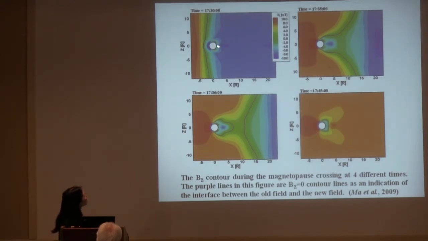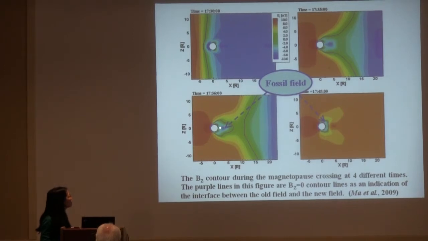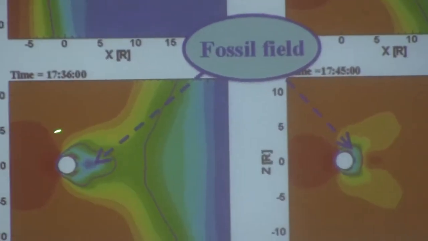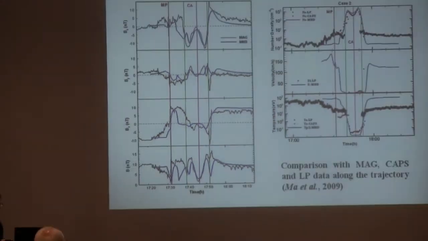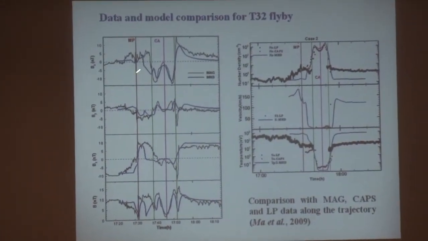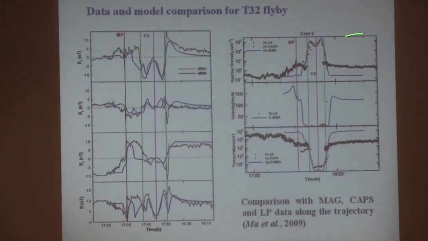As this interface approaches Titan, it will be distorted and wrap around Titan, and eventually this interface will break. And inside this interface, you will have a region which contains a fossil field. You can see the field orientation inside this region is opposite to the ambient field. So we also compared with data along this flyby. You can see we get a pretty good agreement for both magnetic field and plasma data.